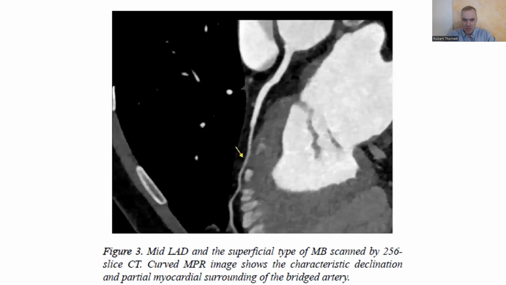Here's another one. This one shows more of the narrowing than the one we just saw. So this one comes down nice and fat, or what they call patent. If they write patent on your report, that's just another way of saying wide open.